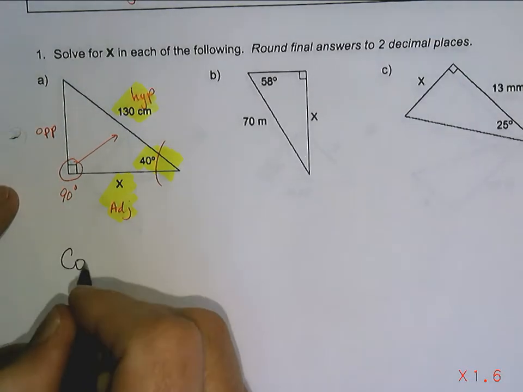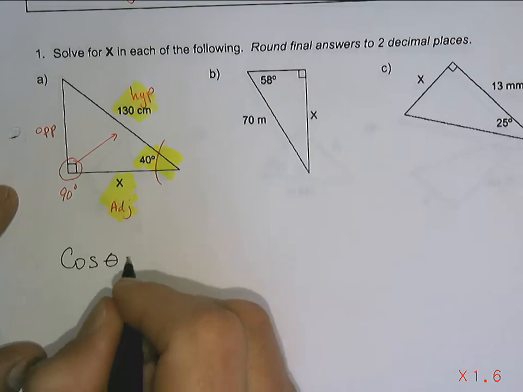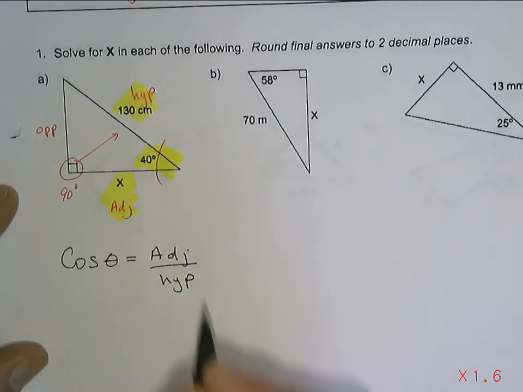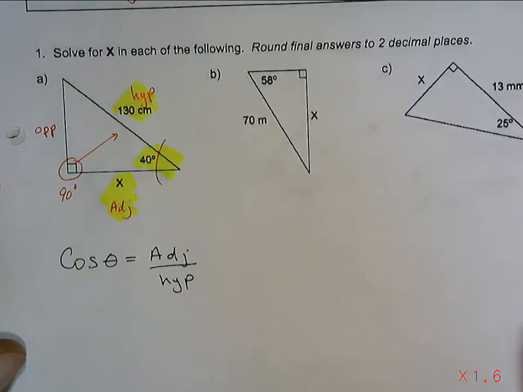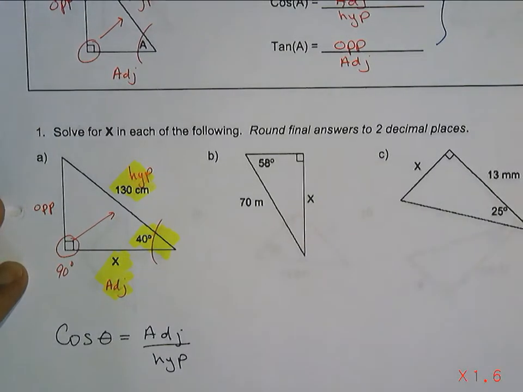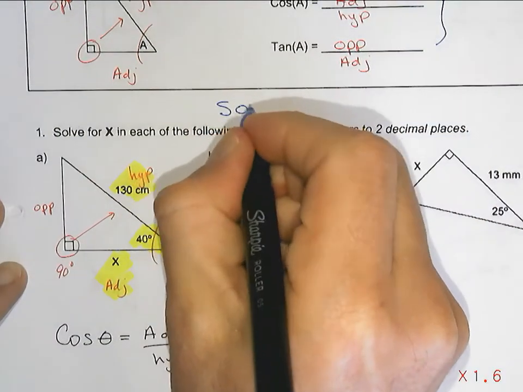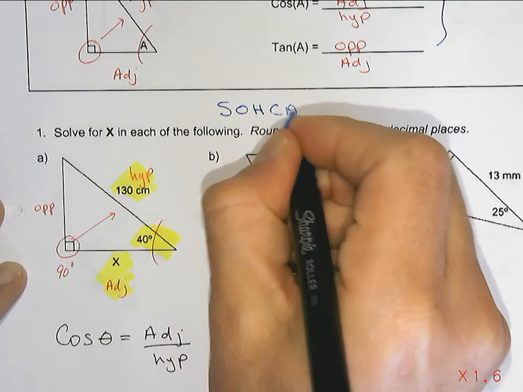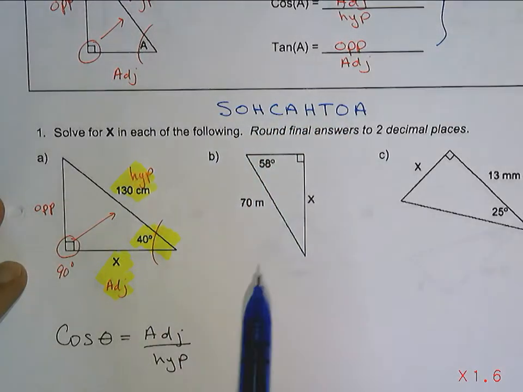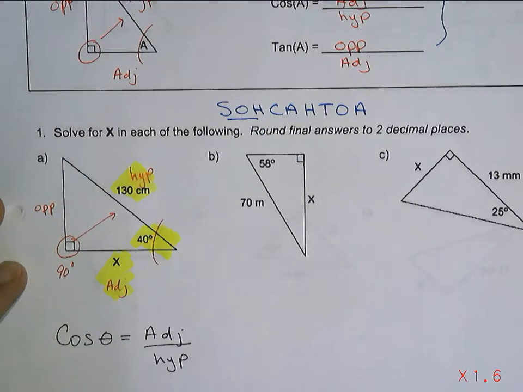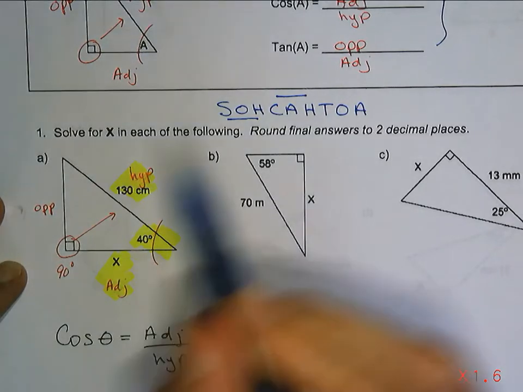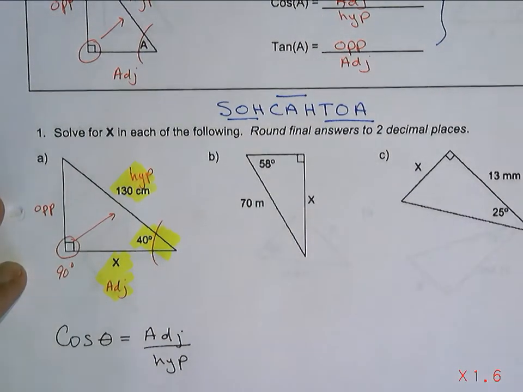The cosine of any angle is equal to adjacent over hypotenuse. You need to know that. If you don't have that memorized, then I guess you're going to do something like this. So, SOH CAH TOA, which stands for sine is opposite over hypotenuse, cosine is adjacent over hypotenuse, and tangent is opposite over adjacent.